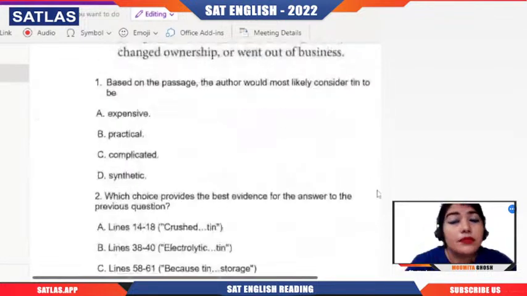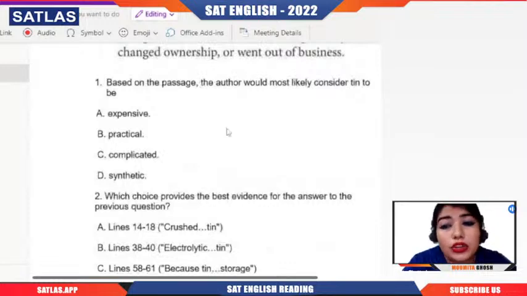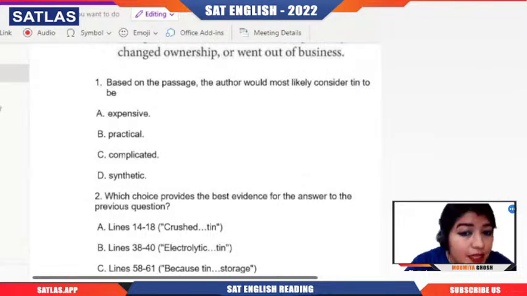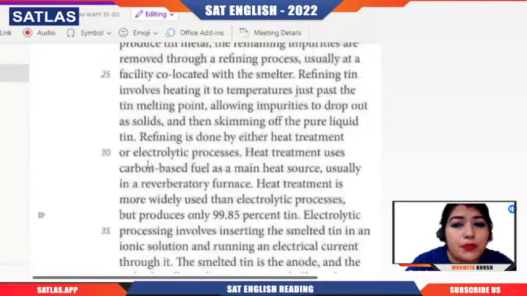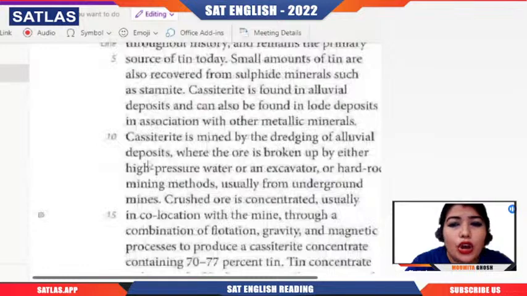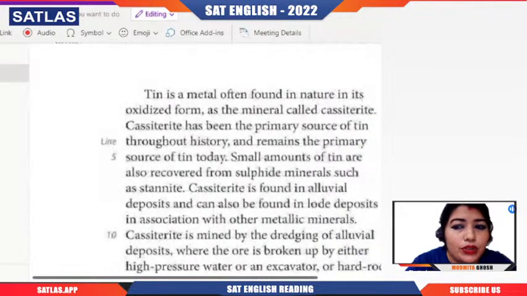Okay. Question number one. Based on the passage, the author would most likely consider tin to be option A, expensive, option B, practical, option C, complicated, and option D, synthetic. So, what do you think? So, let us go to the very first paragraph so that you could make a short and brief idea of what actually the author was trying to tell regarding tin and its oxidized form of cassiterite and stannite.